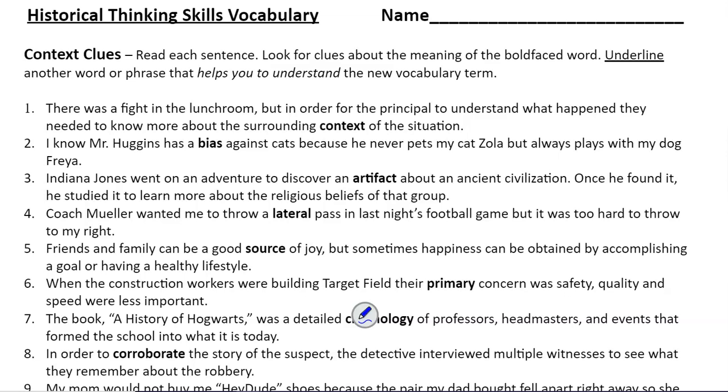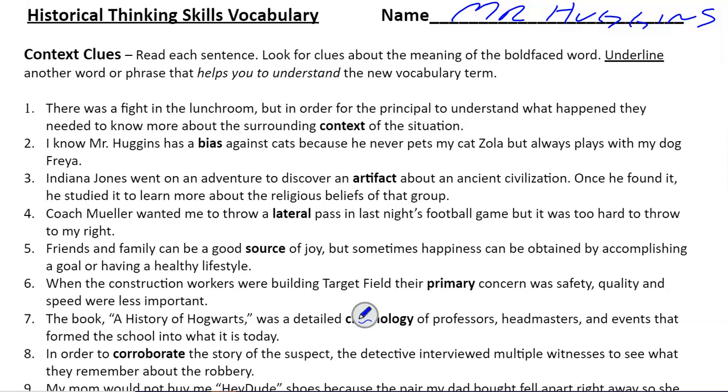This assignment is going to use 3 different vocabulary strategies. We're going to use these 3 each time we encounter new words. This one is called Historical Thinking Skills Vocabulary, and on the top it says name. That is important to begin. The first strategy is called context clues.